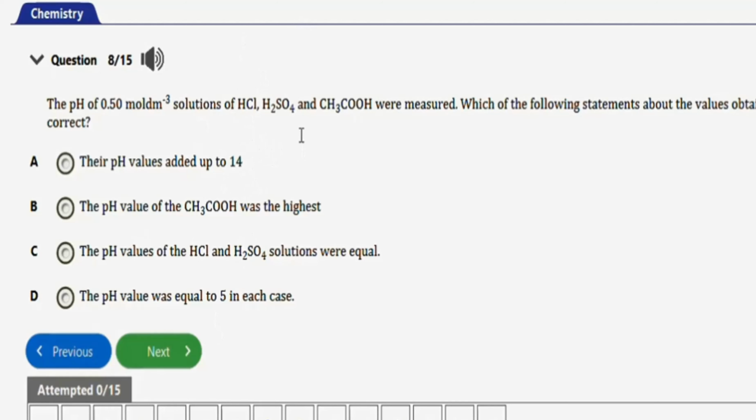So the right option would be option B, because out of these acids, hydrochloric acid is a strong acid, tetraoxosulfuric acid is a strong acid, so their pH values will be very low, around 1, 2. But ethanoic acid is a weak acid, so it has to have a pH higher than 1, 2, 3. Its pH value will be around 5, 6 thereabout. So ethanoic acid will have the highest pH value. So the right option is option B. Next question will be this one.